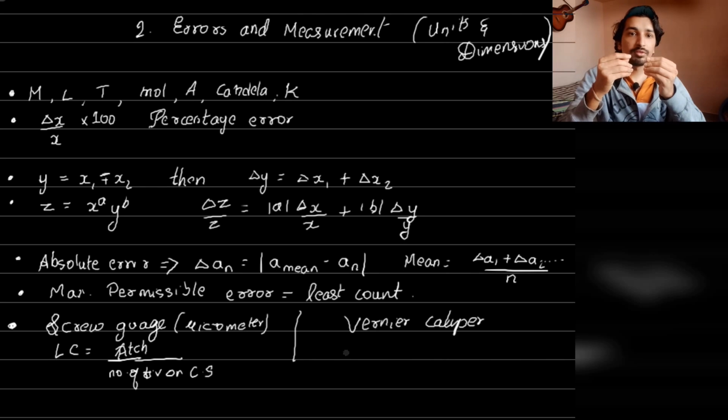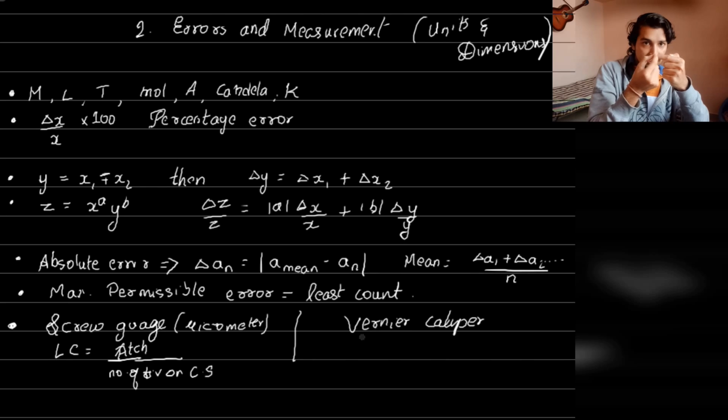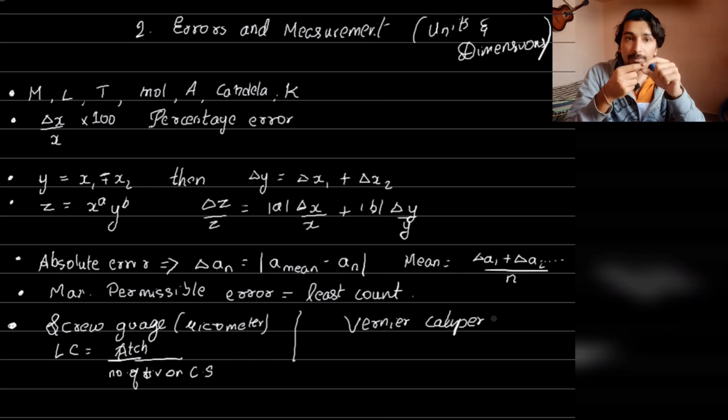And what is the least count of a screw gauge? How much is the least value it can measure? That is pitch, how much distance it covers in one full rotation, divided by the number of divisions on the circular scale. How many divisions are there on the circular scale? Generally it will be 50 or 100. That is called least count.